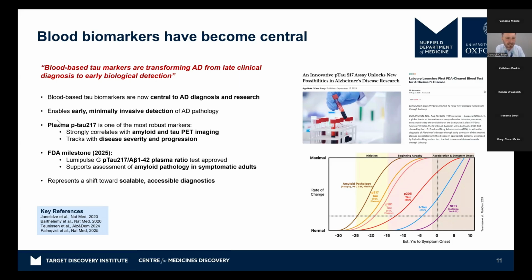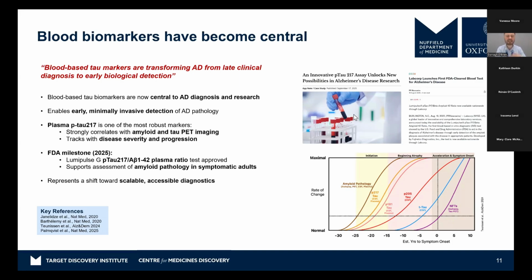So a major milestone came in 2025 with the FDA approval and clearance of the Lumipulse G phospho-tau 217 to beta amyloid 1:42 plasma ratio test. So this is one of the very first blood-based assays which have been approved to assess Alzheimer's-related amyloid pathology in symptomatic individuals. And it marks a significant shift towards clinical implementation.